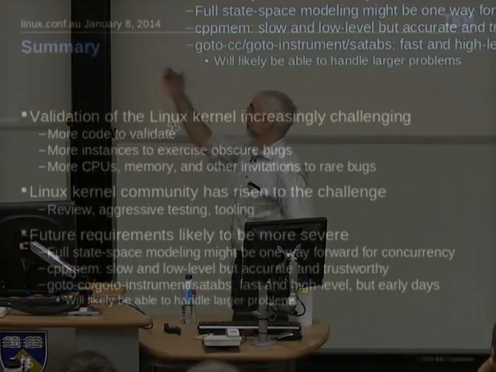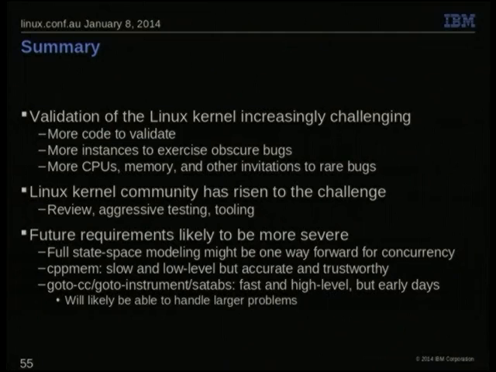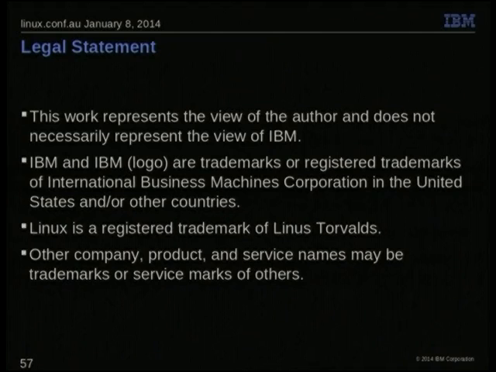So validation of the Linux kernel has been increasingly challenging. That's likely to keep going for a bunch of reasons. The Linux kernel community has done a really good job of rising to the challenge, but the hill is still growing, and we have to climb it. And these are some possible tools that perhaps might help us out in the future. And I think they'll handle larger problems than some of the other things have before, but time will tell. I'll still be playing around with it and giving a hard time to the authors when things break.